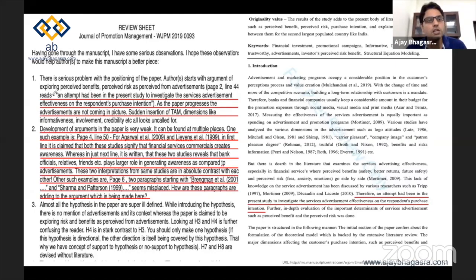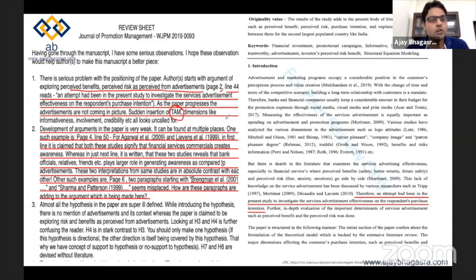Authors start with the argument of exploring perceived benefit, perceived risk as perceived from advertisement. This is page 2, line 44 of the author's paper, where they write, in quotes, "an attempt has been made in the present study to investigate the services advertisement effectiveness on the respondents' purchase intention." As the paper progresses, the advertisements are not coming into the picture. Sudden insertion of the TAM model. This is a positioning issue, the flow issue, the connecting of dots issue, right?